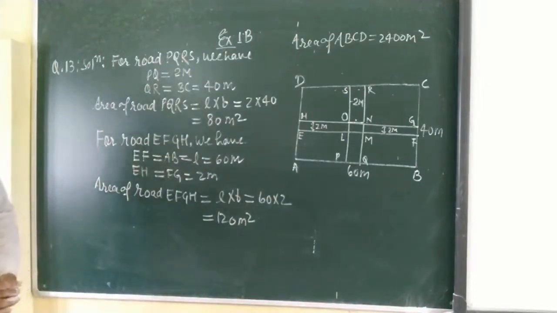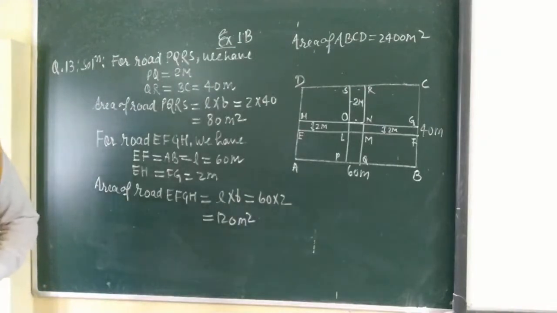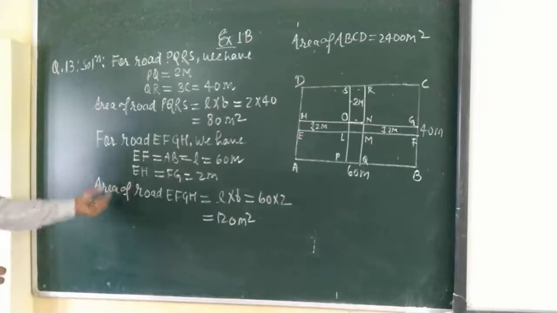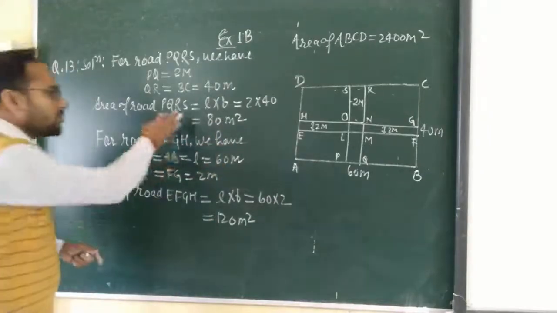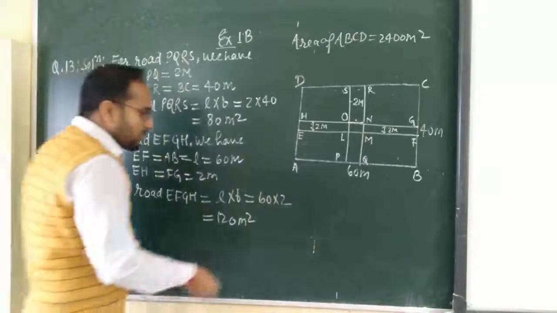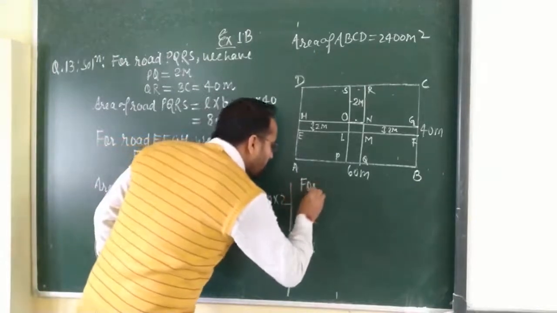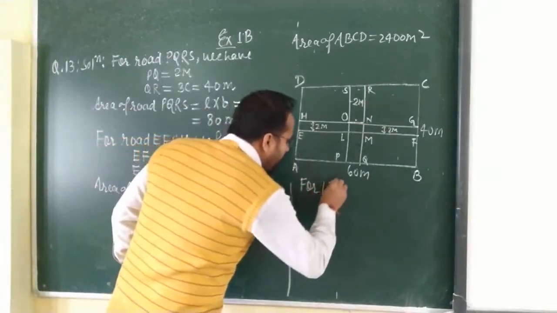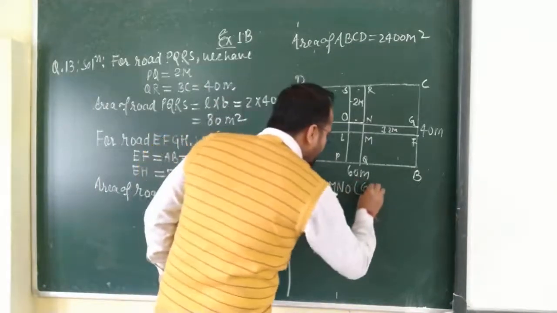and this LMNO is the region included in both the roads, students. Okay, so we have to subtract the area of LMNO from the sum of the two areas. So for calculation, LMNO is the common region.